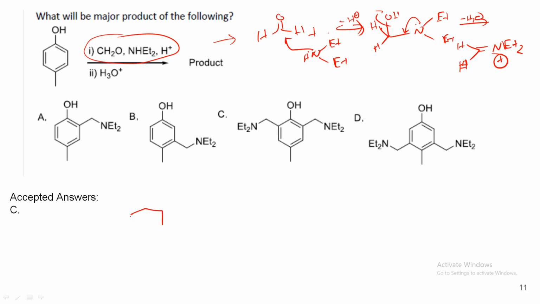So when we have this phenol moiety and this kind of reactive species, as you can see the para position is blocked. So this can only attack at the ortho position. So this particular thing will be forming first.